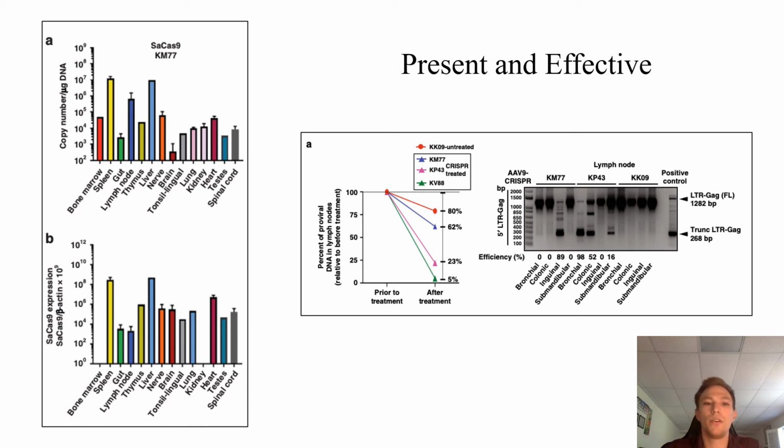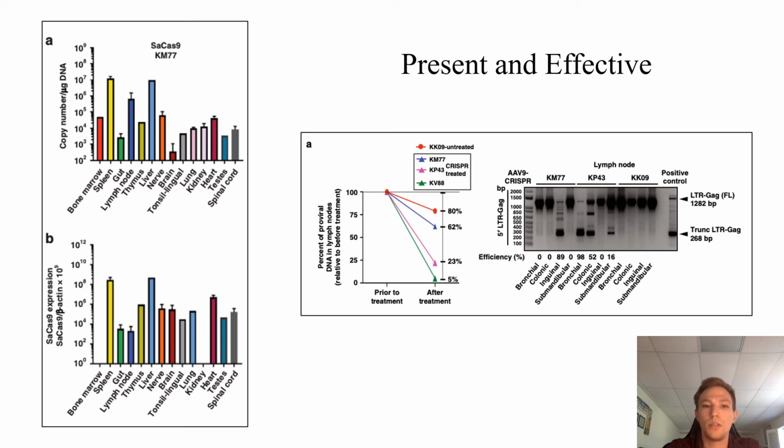In this figure on the right, labeled A, they show both a graph and a gel, specifically of the lymph node, as again it is a major viral reservoir, so they wanted to test the effectiveness here. We're looking at the graph. This is the percent of proviral DNA in the lymph node prior to treatment and after treatment, in which the important thing to note is that KK09 is the untreated monkey that received ART but no CRISPR.